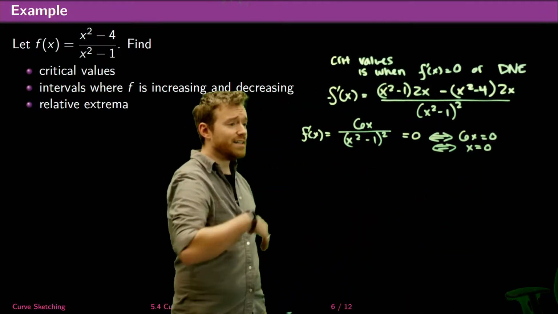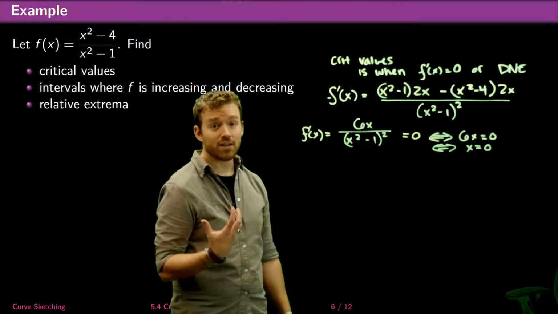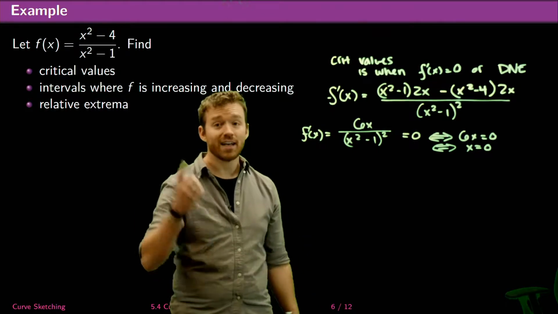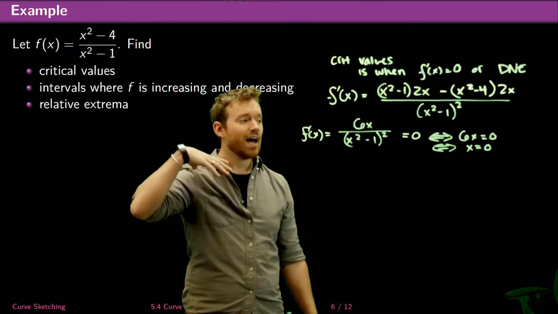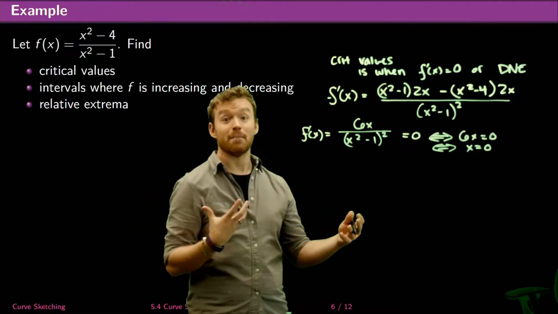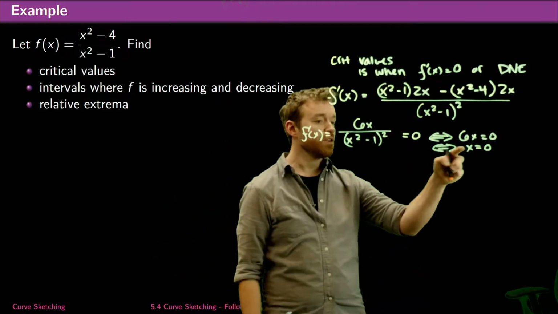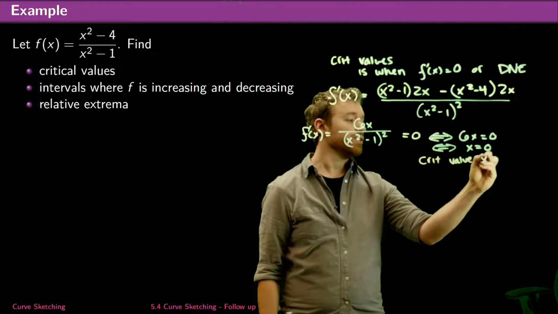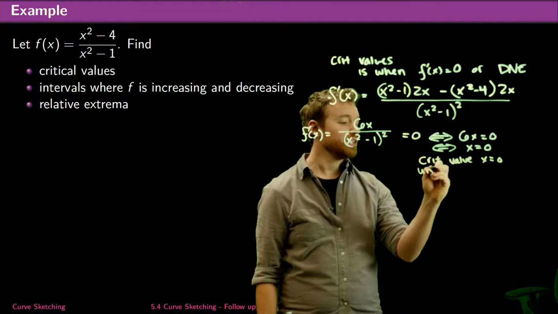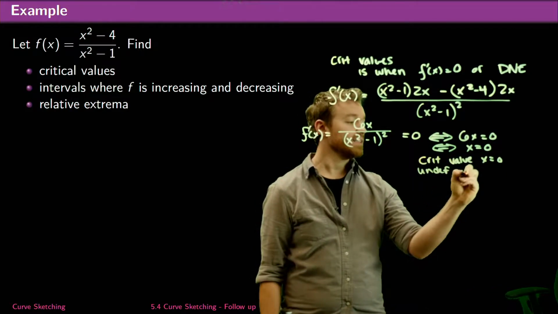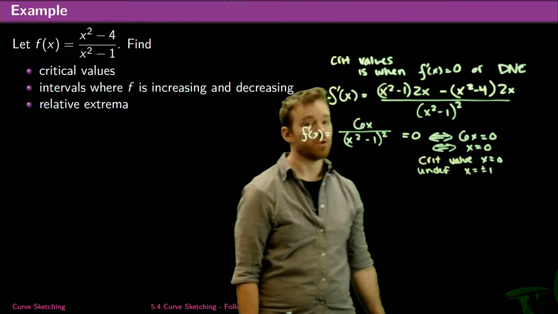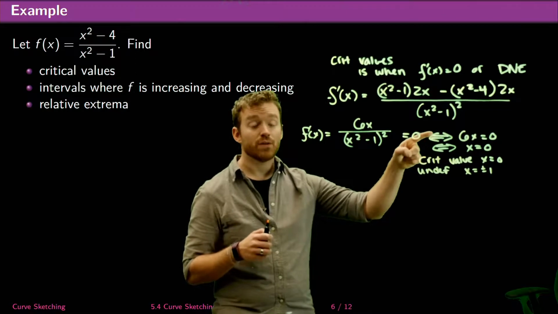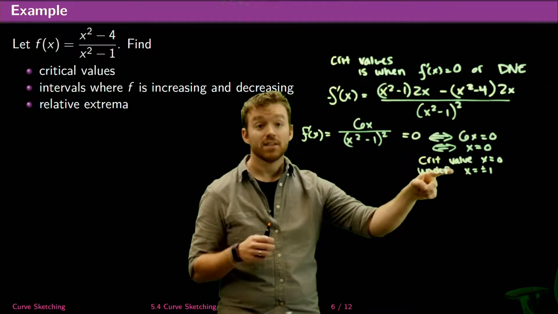Where is it undefined? It's undefined at plus or minus 1. Technically, these are not critical values because they're not even places where the function's defined. I will consider them very important values. So I'll say that there's a critical value at x equals 0. And also, let's say my function's undefined when x is plus or minus 1, because I still want to consider those points.